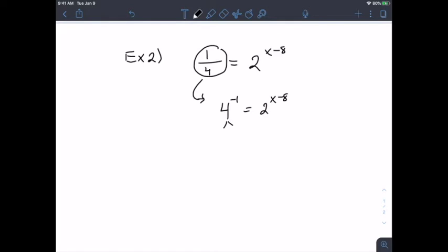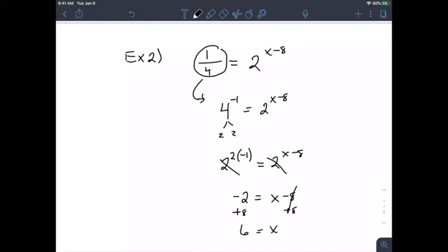I'm going to break down this 4, 2 and 2. So this will be 2 squared times the negative 1 that I had left over. So I had 2 to the power of x minus 8 on the other side. Drop my bases. I'm going to get on the left side, negative 2 equals x minus 8, and then solve like normal. So add 8 to the other side. The 8's cancel. X is then equal to 6. There's my answer.